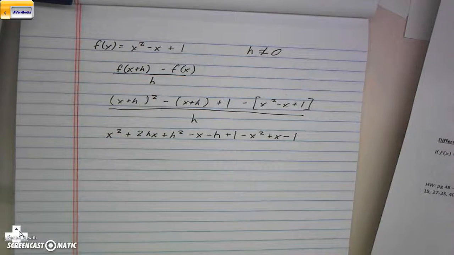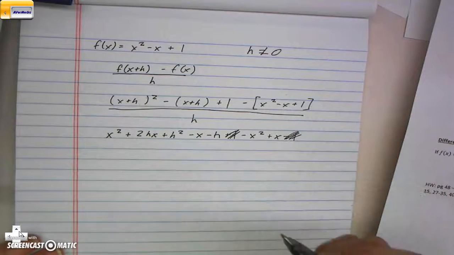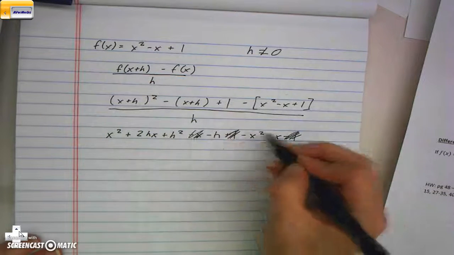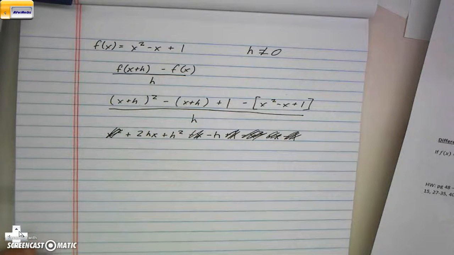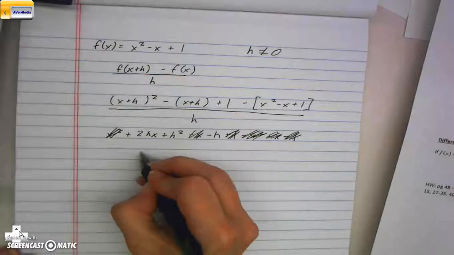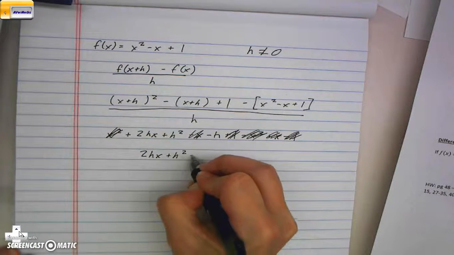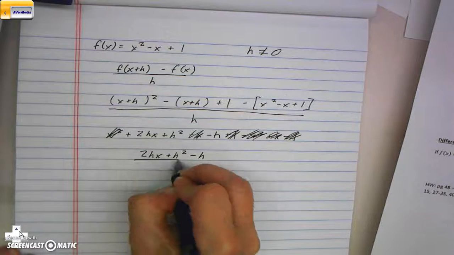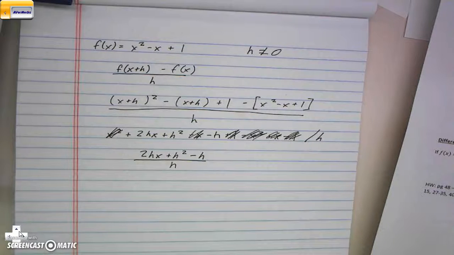Now we start, and it's all over h. I'm going to leave that off. You can cancel the 1s right away. We see that? Cancel the x's? Yep, I can. What else can I cancel? X squares can cancel. That's it, isn't it? Okay, so the top comes down to 2hx plus h squared minus h, and then it's all over h, because this was all over h to begin with, but we just kind of left that alone.